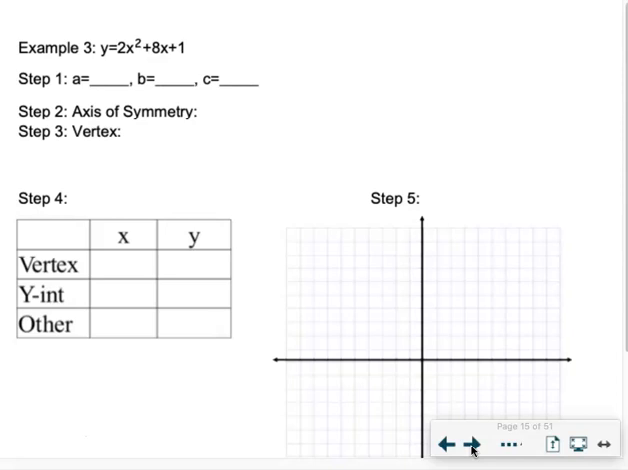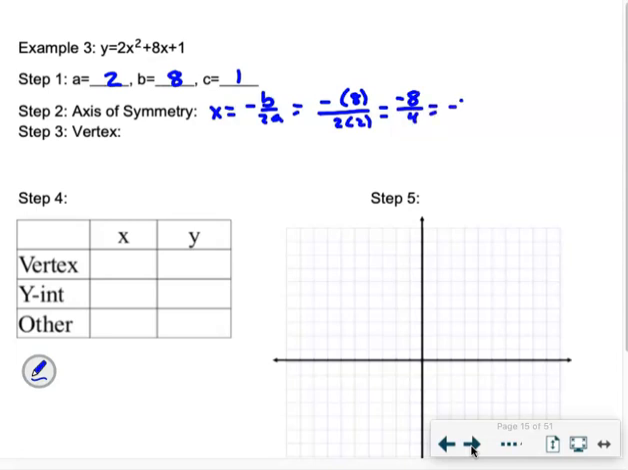All right, you should have tried all these already. Step 1, you should have had that a was 2, b was 8, and c was 1. All of them were positive this time. The axis of symmetry is negative b over 2a. Negative b is 8. a is 2, times 2. So on the top we have negative 8. On the bottom we have positive 4. Negative 2 is our axis of symmetry. That's the x-coordinate of our vertex.